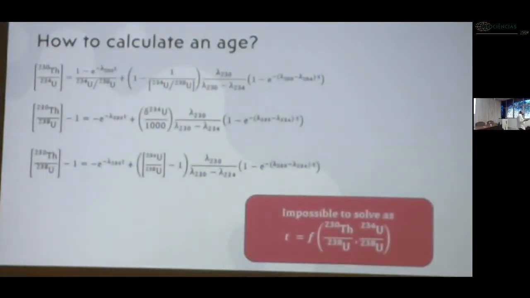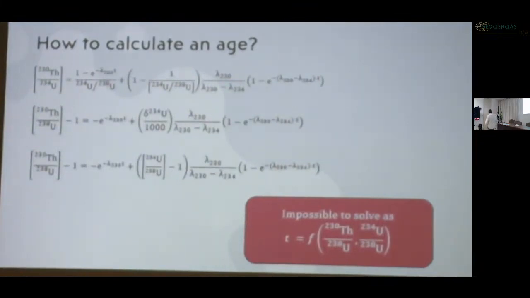If you try to solve this equation for the T, you're going to be spending the next 75 years. You cannot solve this equation for T. Why? Because you have T here in this part of the equation and in this part of the equation, and basically there is no way to actually solve to get time as a function of isotopic composition. So what do you do?